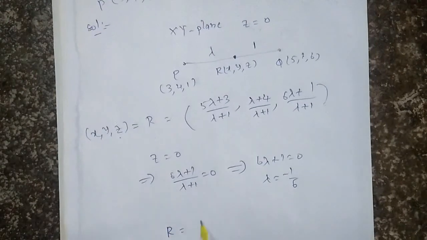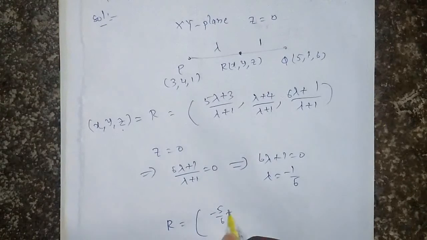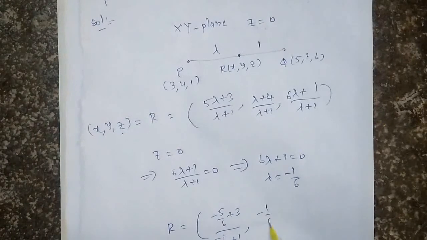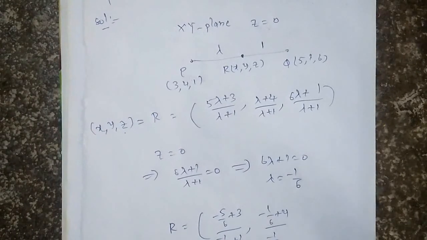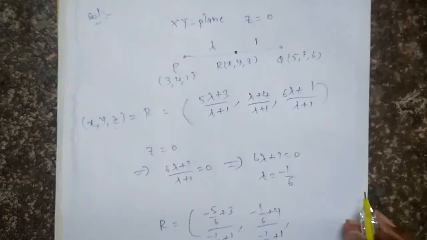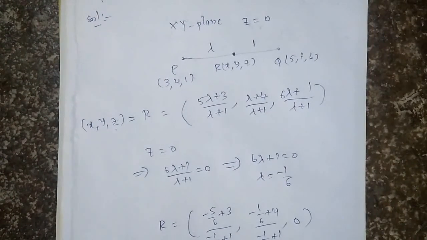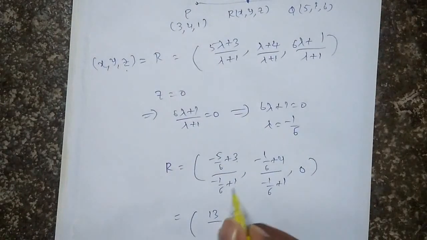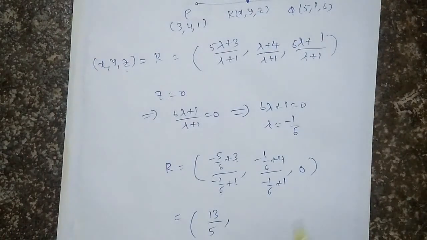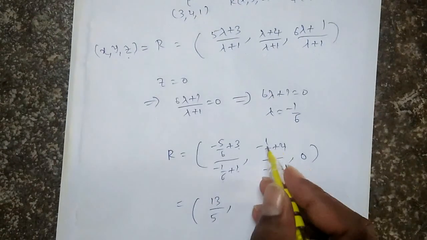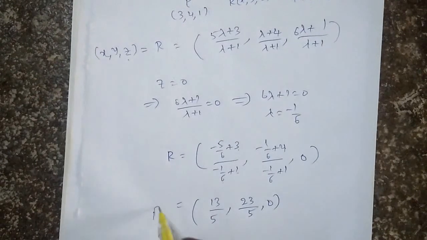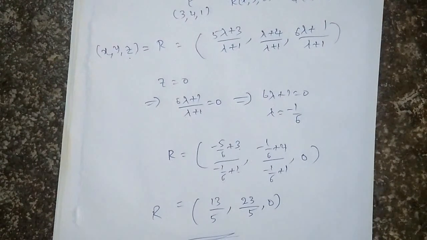Required point R is, that is 5 by 6. Similarly, minus 1 by 6 plus 4 by minus 1 by 6 plus 1. Here this is 0. So here 6 3s are 18 minus 5, that is 13. 6 minus 1, that is 5. Okay, so this is 6 4s are 24, that is 23 by 6 minus 1, 5. So the point where the required line PQ meets the xy plane is 13 by 5, 23 by 5, comma 0.